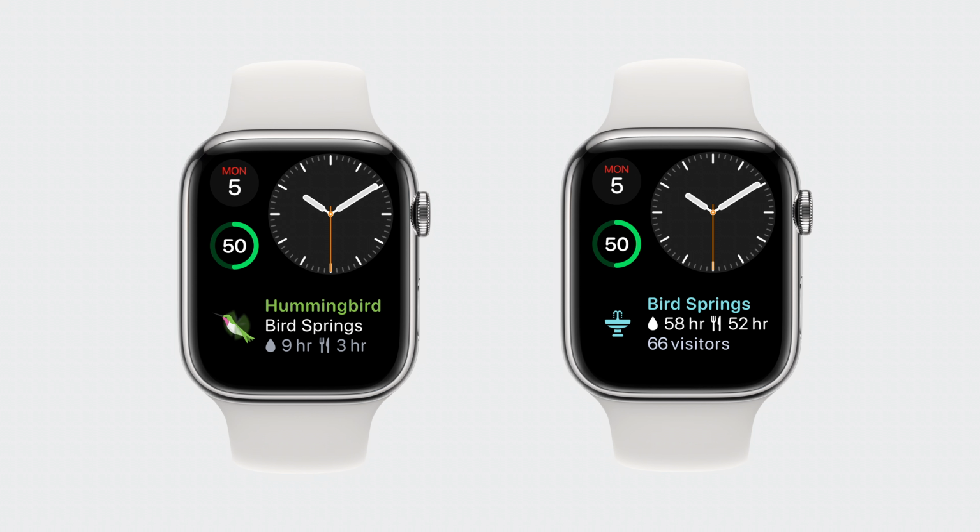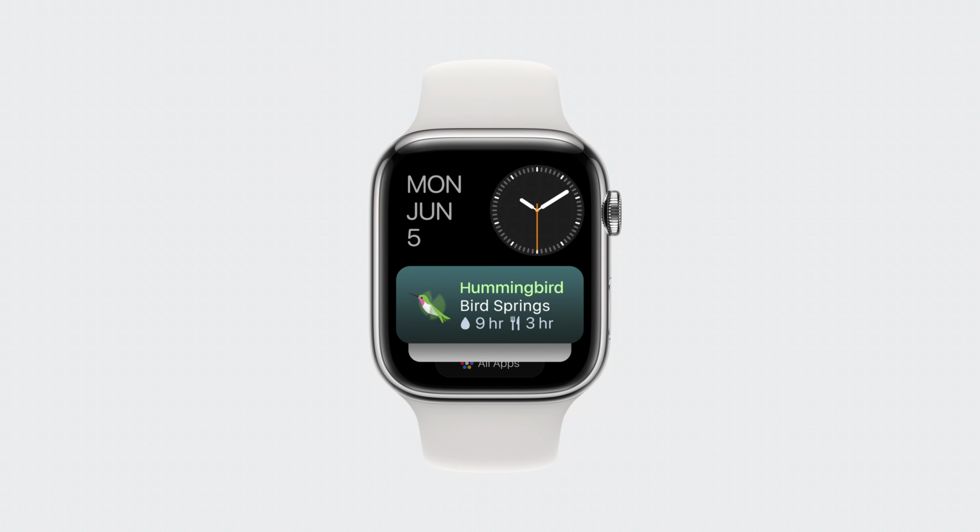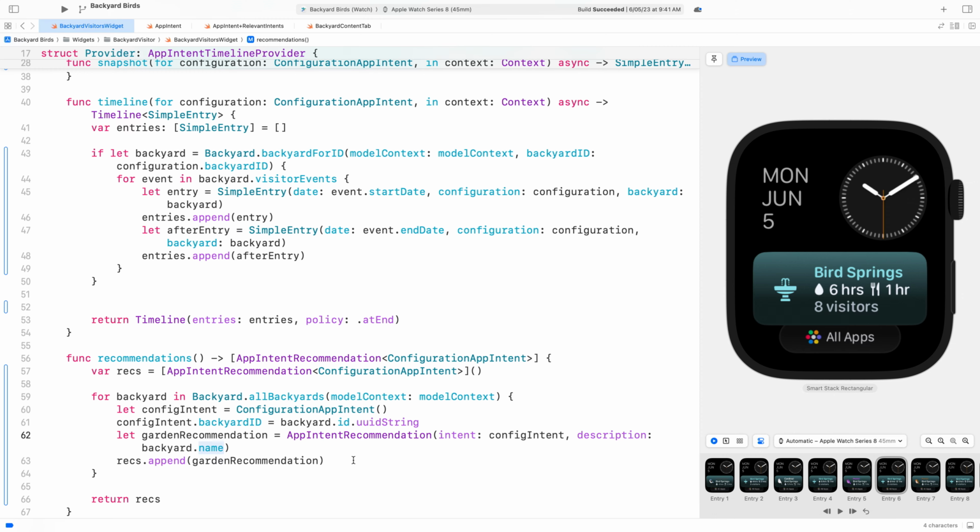Each yard in the Backyard Birds app keeps track of the water and food available for birds. Our new widget is also going to show that information. We can provide the system a list of relevant intents during the time periods when we know the water or food is running low. Our widget will be prioritized during those times, letting people know their yards need attention.